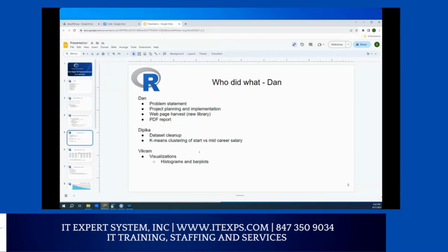In terms of who did what, pretty much we had almost equal contributions. I took care of the problem statement, project planning and implementation, web page harvesting, a new library not covered in the class, and PDF reporting at a high level, of course. And Deepika took care of the dataset cleanup, k-means clustering, and Vikram took care of visualizations. They were in charge, but we all contributed to the code more or less equally.